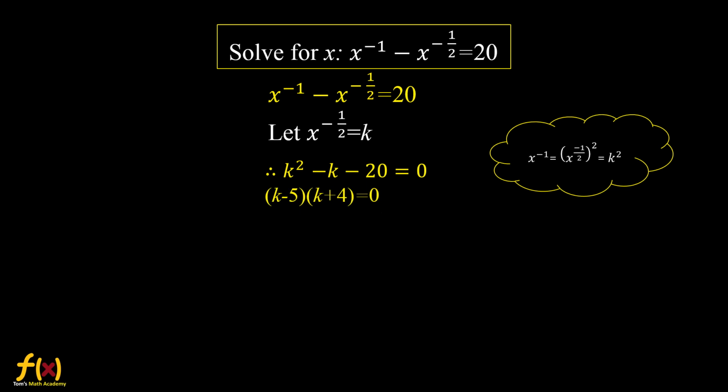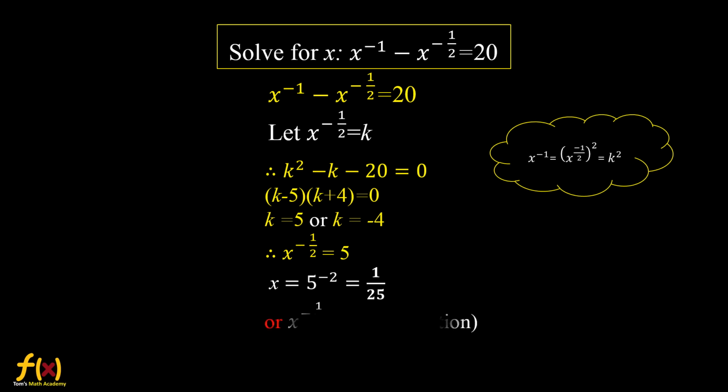Factorizing, we get k equal to 5 or k equal to negative 4. Therefore, x to the power minus half is 5, and x equal to 5 to the power minus 2 gives us 1 over 25. Or x to the power minus half equal to minus 4; no solution for that. So the final answer is 1 over 25.